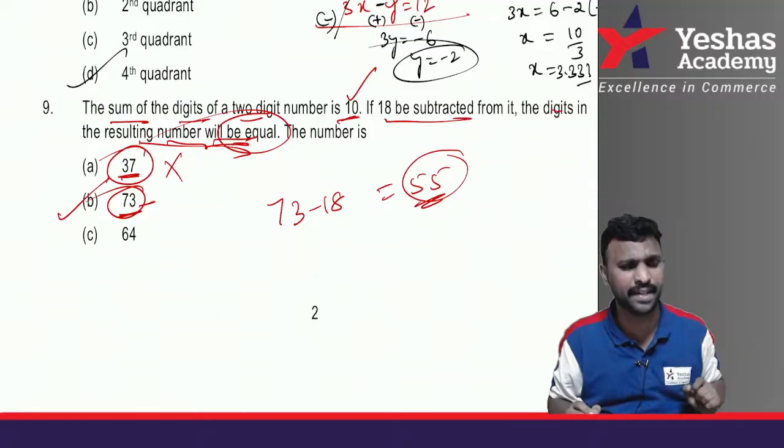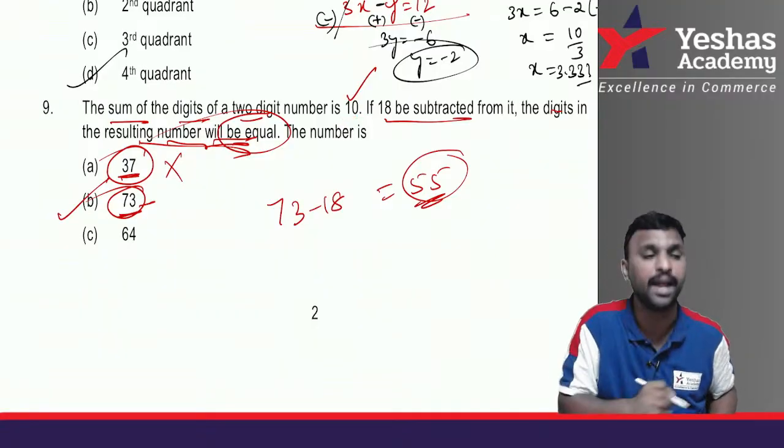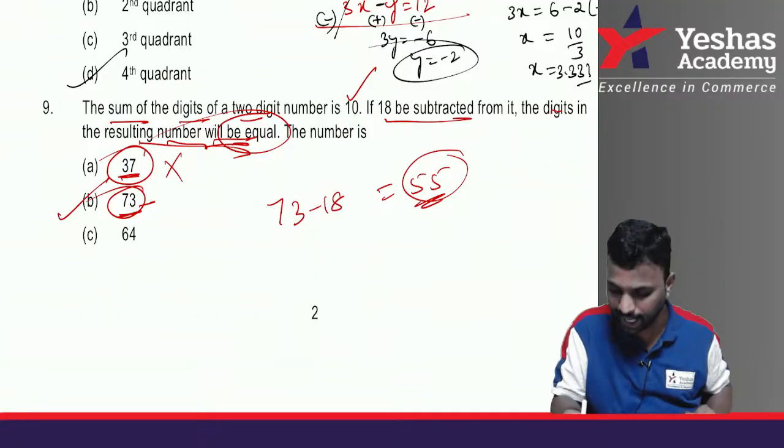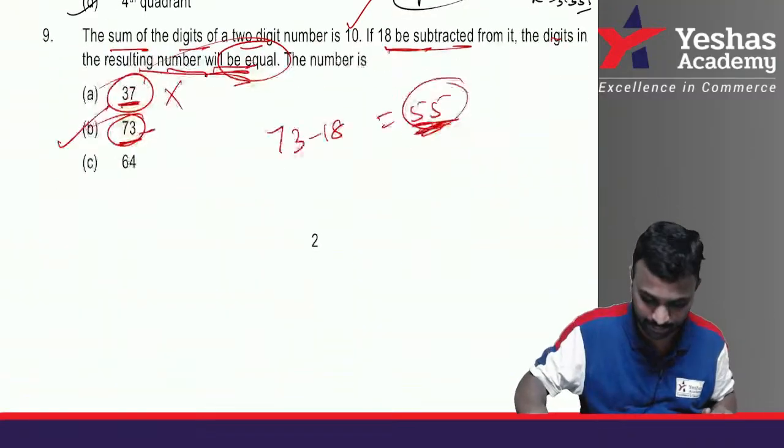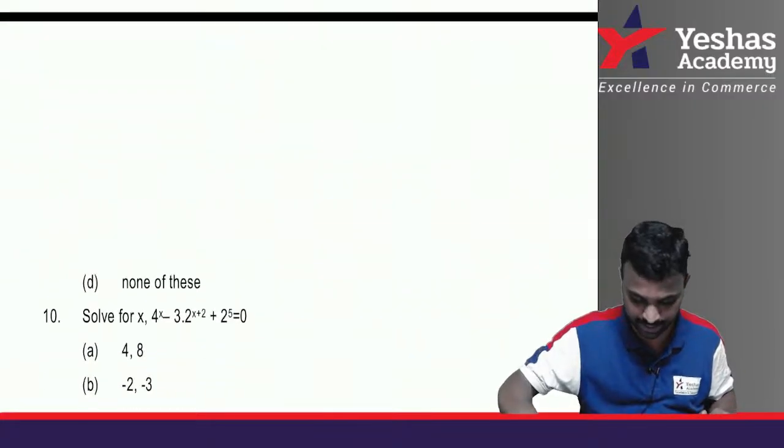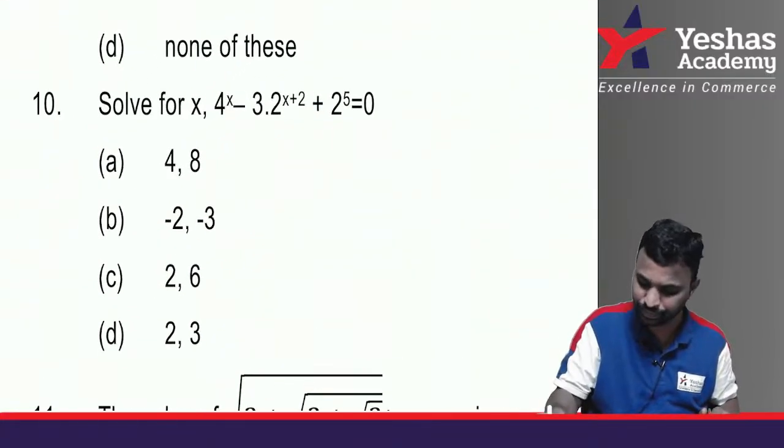So 73 is the number where the sum of the digits is 10, and on subtracting 18 from 73 you get 55. You can see the digits being what? Equal. Therefore option B is the right answer. Moving on to the next question.